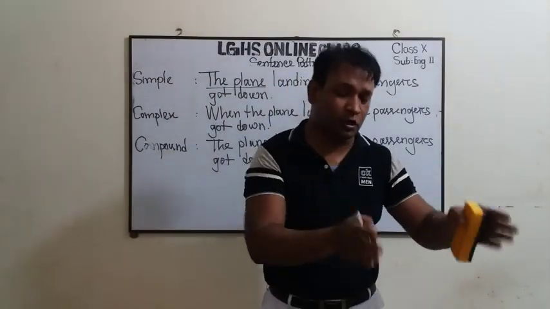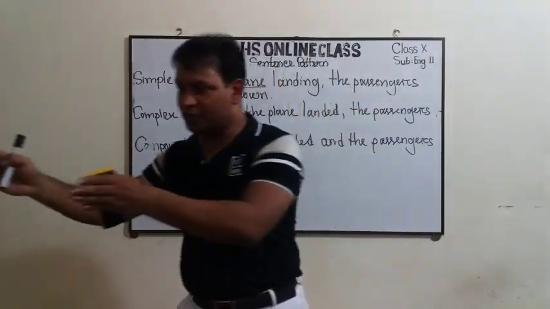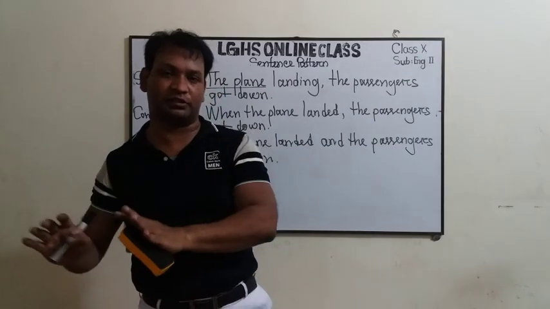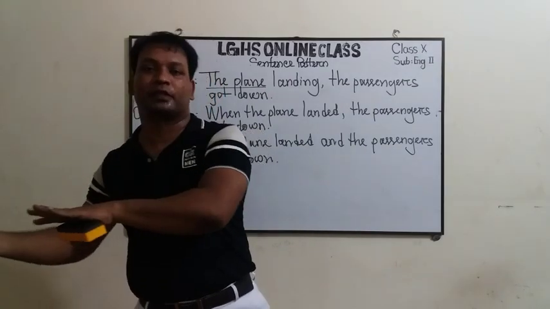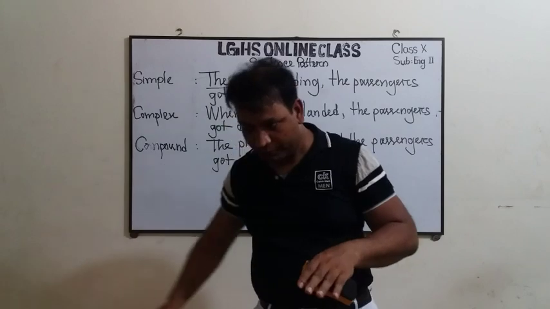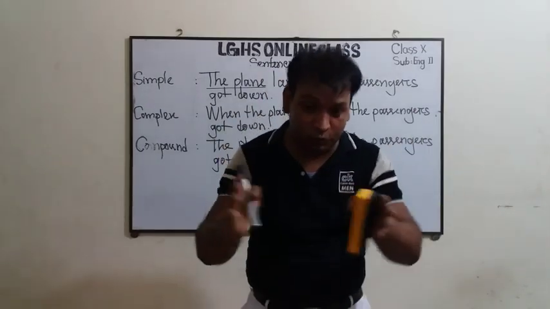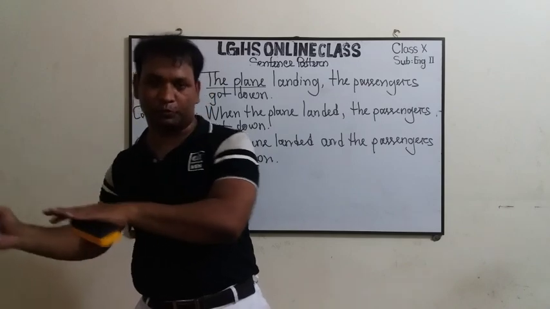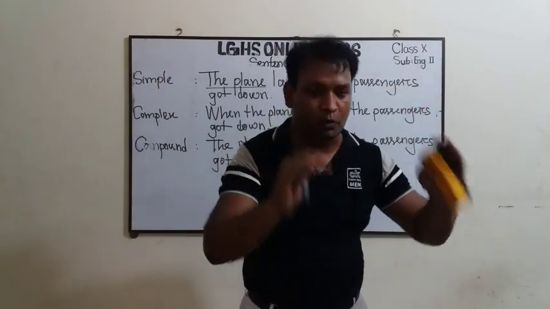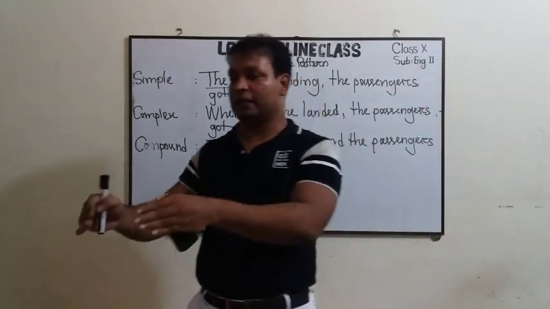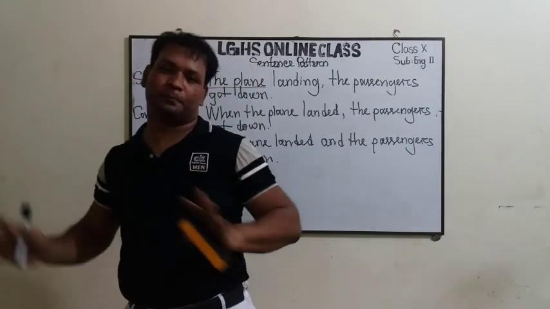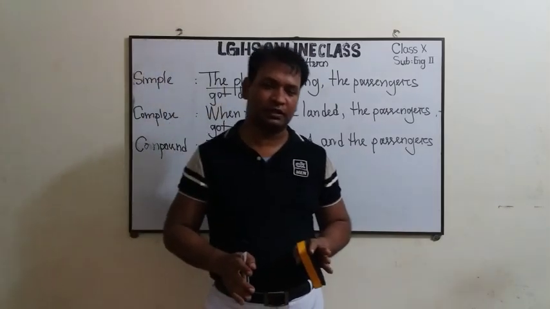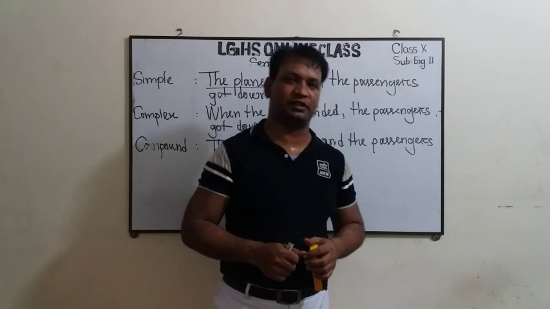Similarly, God willing, we shall meet again. This is simple sentence. Let's make it complex. If God wills, we shall meet again. Let's make it compound. God will and we shall meet again. Students, I think you have understood this technique.